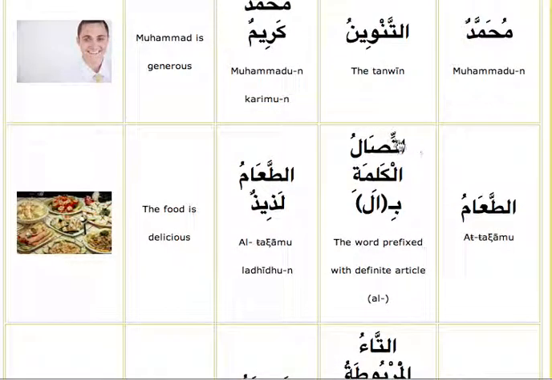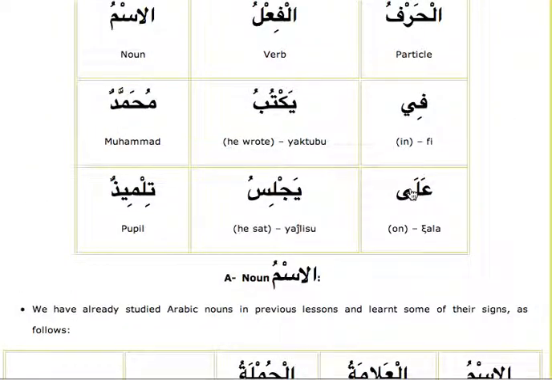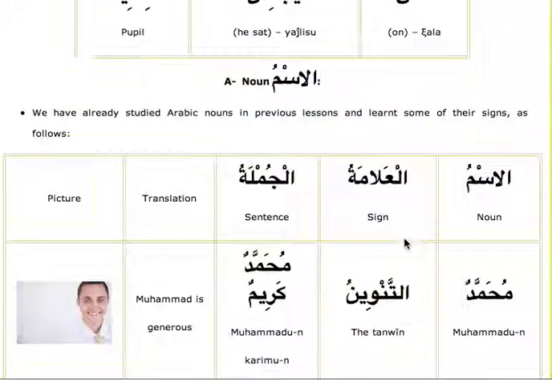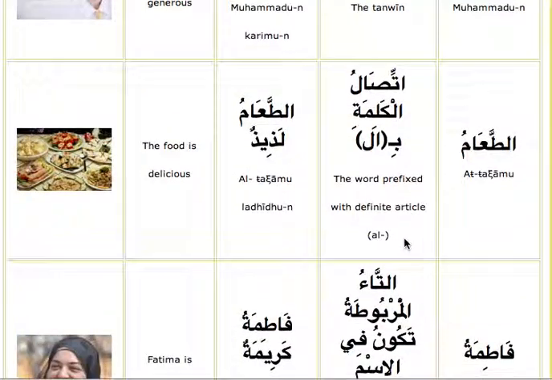الطعام, the word prefixed with the definite article. This is the article. Definite is what we're talking about. Okay, الطعام لذيذ.